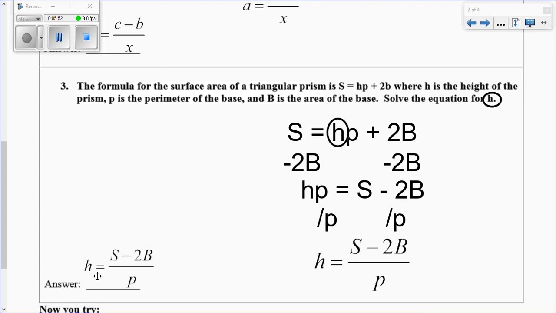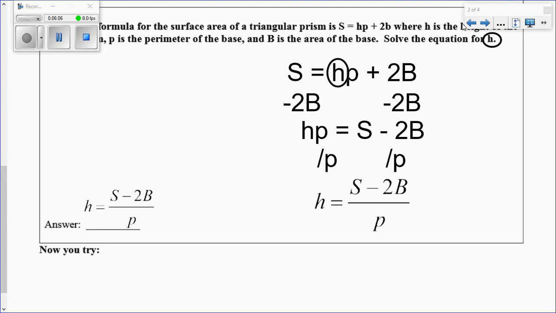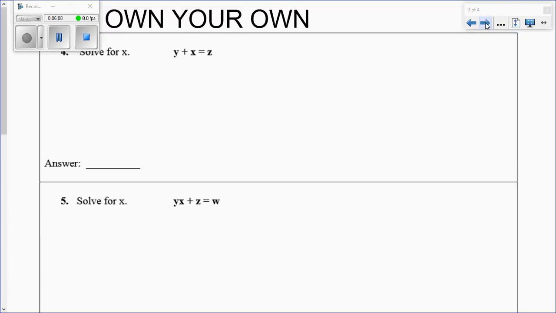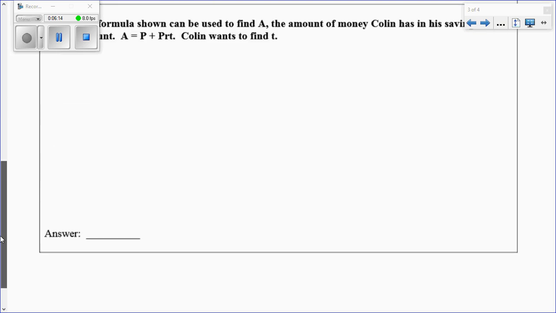But that's the formula I would use if I knew what s was, if I knew what b was, if I knew what p was. This is where I could plug all that stuff in and I can find what h is. So now you guys are going to try some on your own. On the last page, there are 3 try on your own, very similar to the ones we did. Go ahead and give it a try.